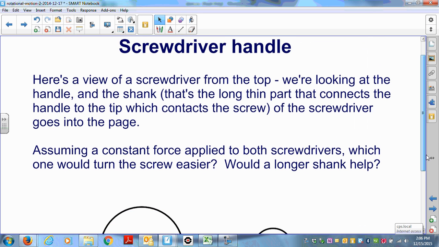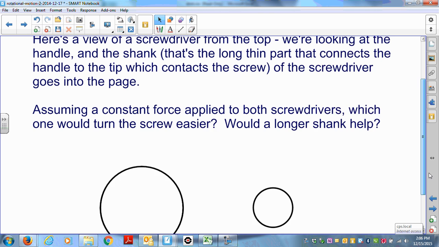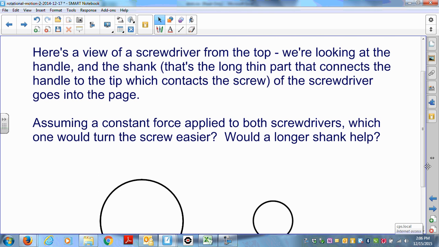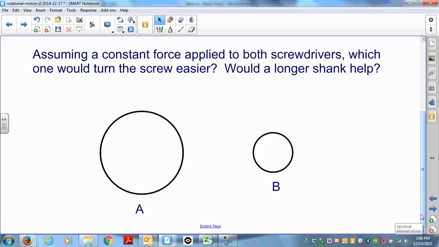Okay, so here is a screwdriver handle. Here you see it, A and B. We have it from the top view. We're looking at the handle, and the shank, that's the long thin part that connects the handle to the tip, which contacts the screw of the screwdriver, goes into the page. Assuming a constant force applied to both screwdrivers, which one would turn the screw easier? Would a longer shank help?